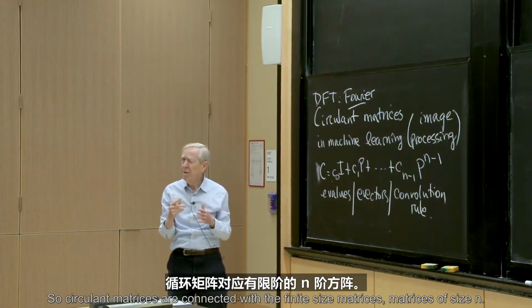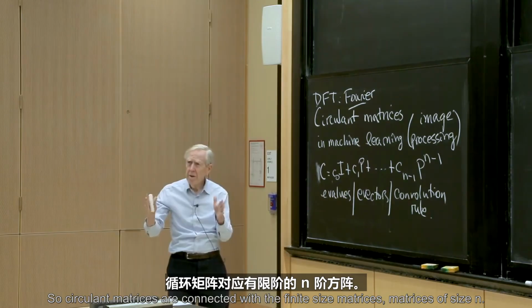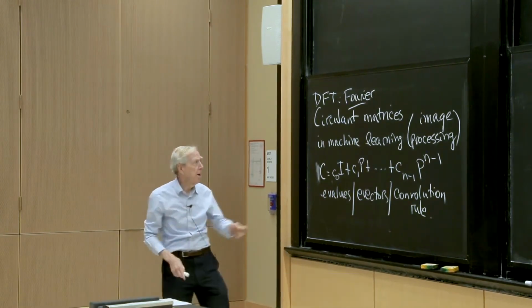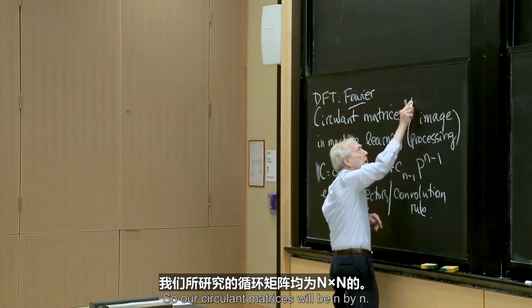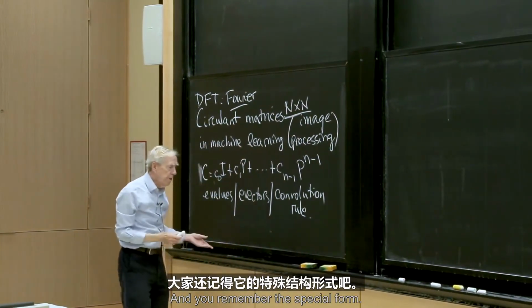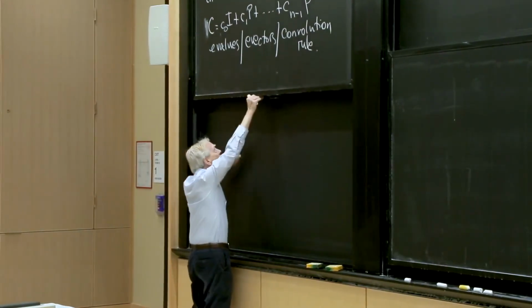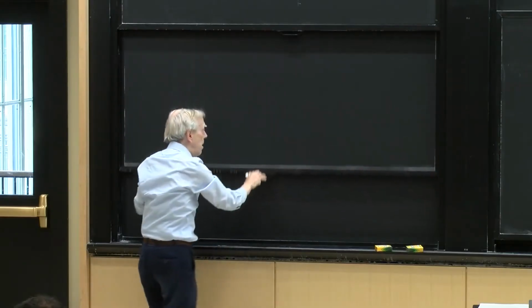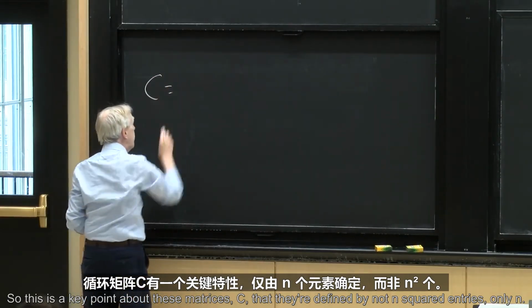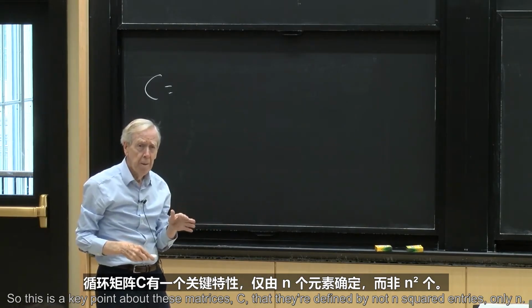So circulant matrices are connected with finite size matrices, matrices of size n. So our circulant matrices will be n by n. And you remember the special form. So this is a key point about these matrices, C, that they're defined by not n squared entries, only n.